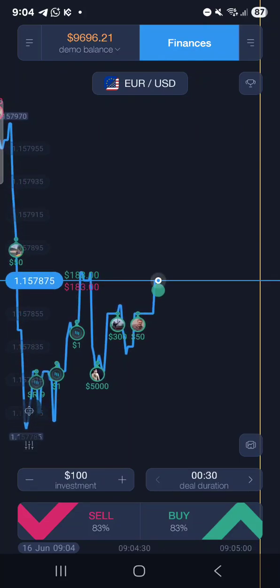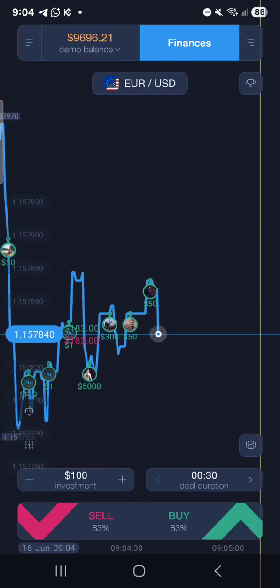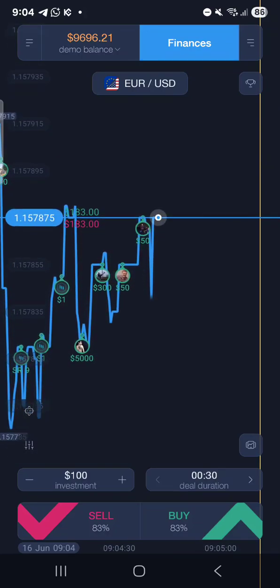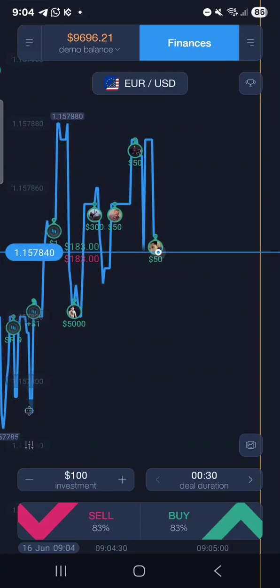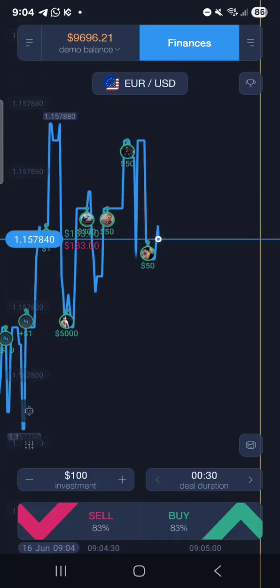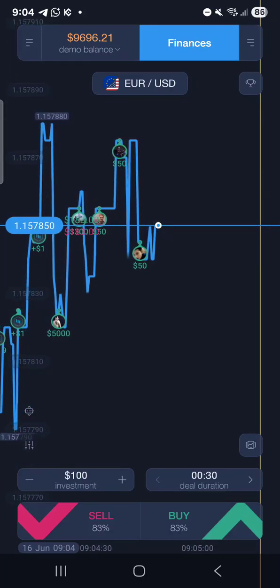If I choose sell and at the end of the trade, the price ends below my entry point, I've won that trade. So I'm going to make $83. That's why you're seeing 83% here.